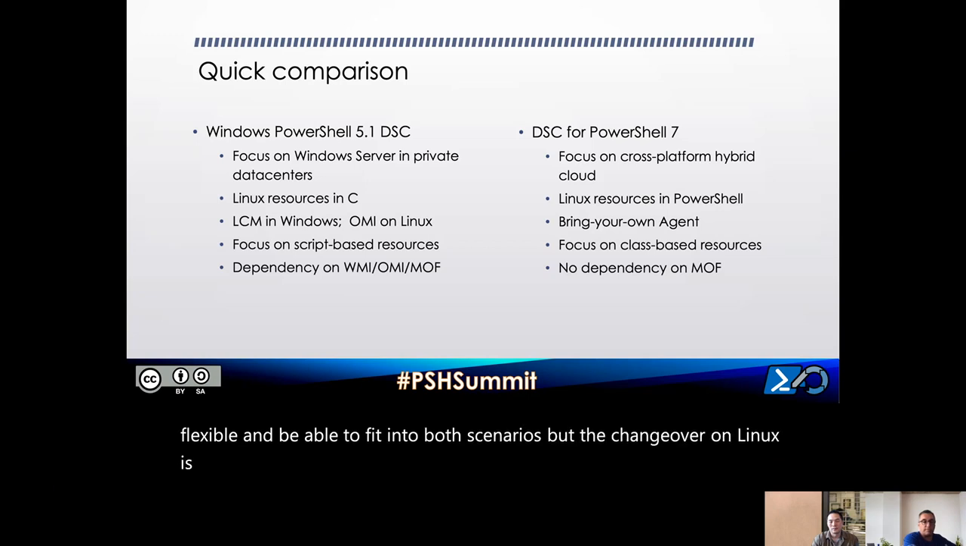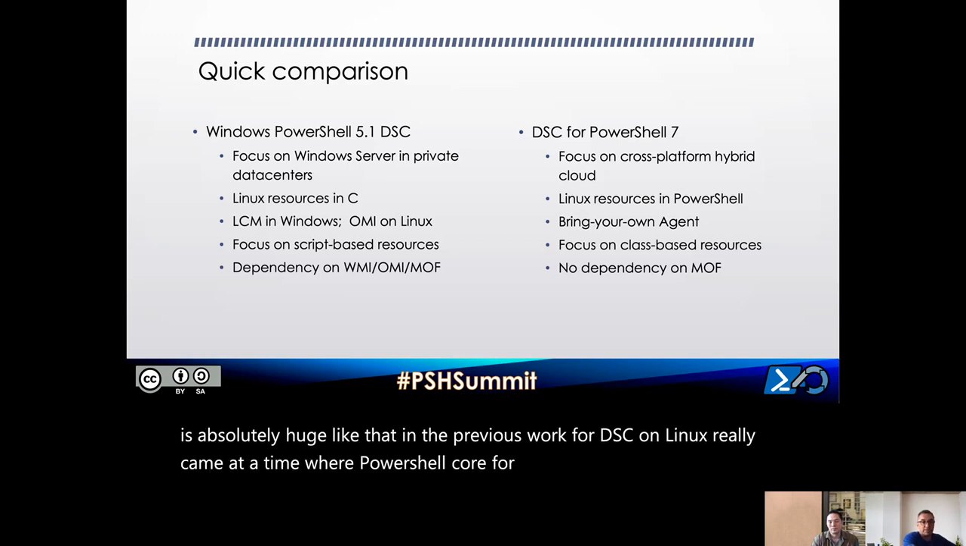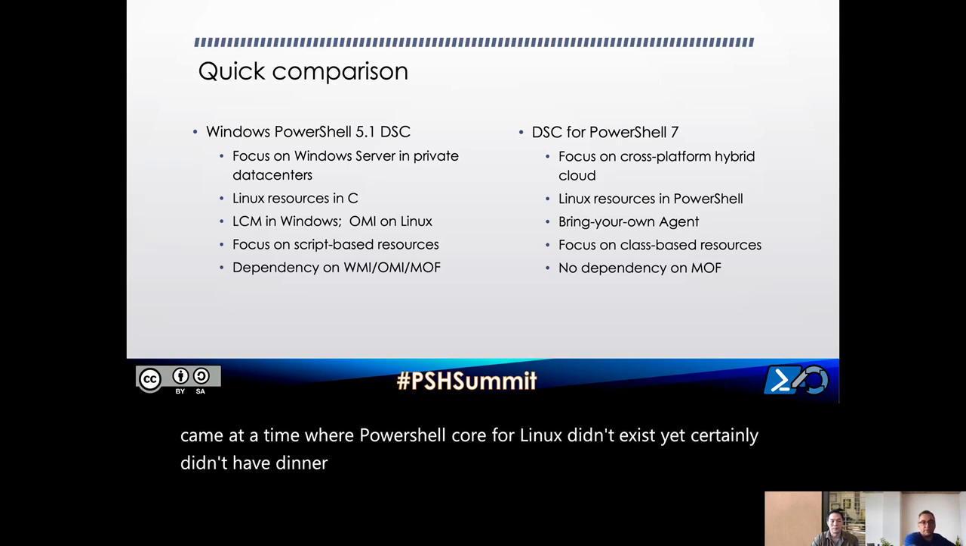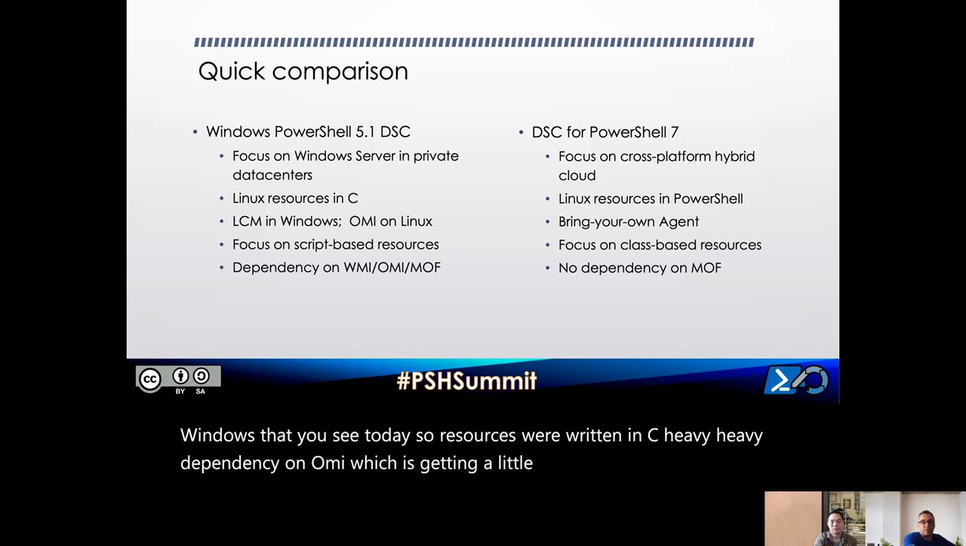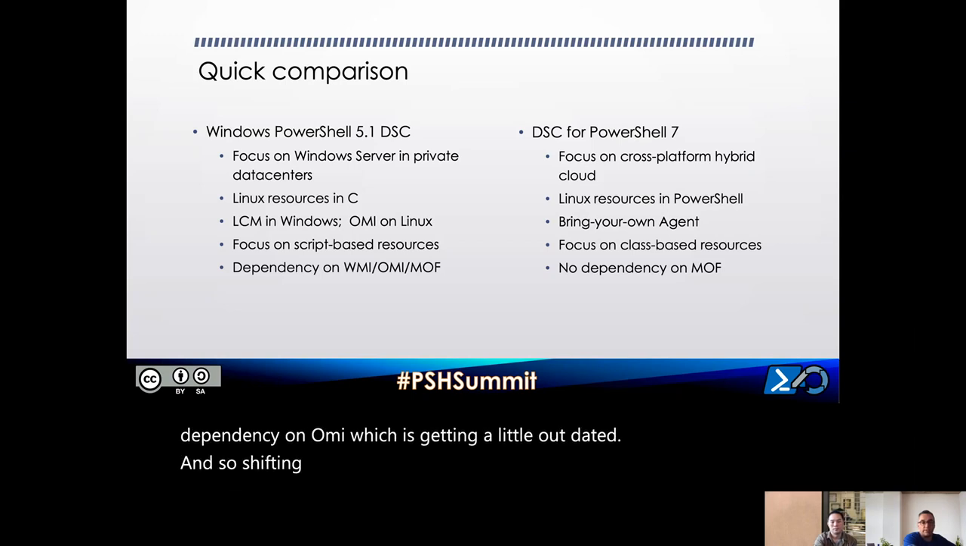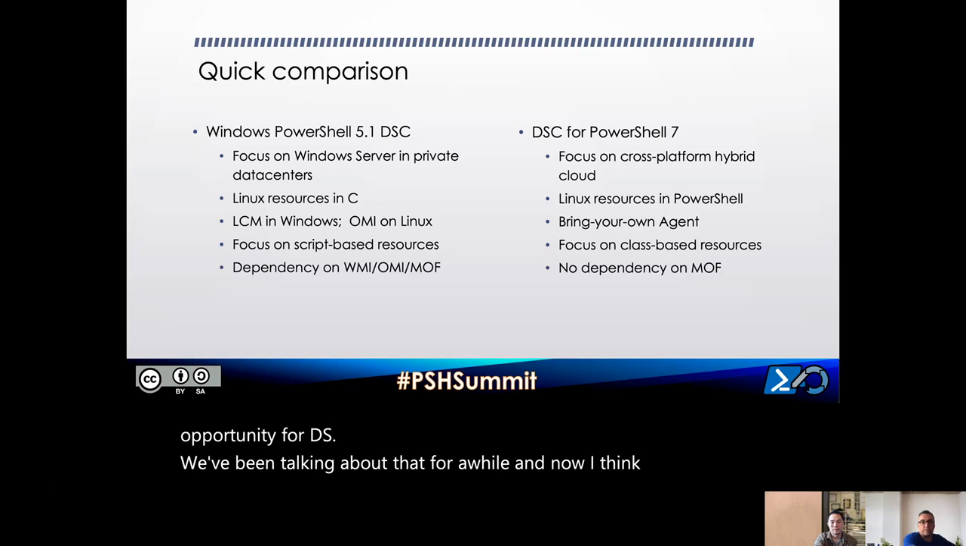The previous work for DSC on Linux really came at a time where PowerShell Core for Linux didn't exist yet. Certainly, it didn't have the popularity of running PowerShell outside of Windows that you see today. So resources were written in C, with heavy dependency on OMI, which is getting a little outdated. And so shifting over to PowerShell Core is going to be a huge new opportunity for DSC. We've been talking about that for a while, and now I think we're seeing it start to come to fruition.